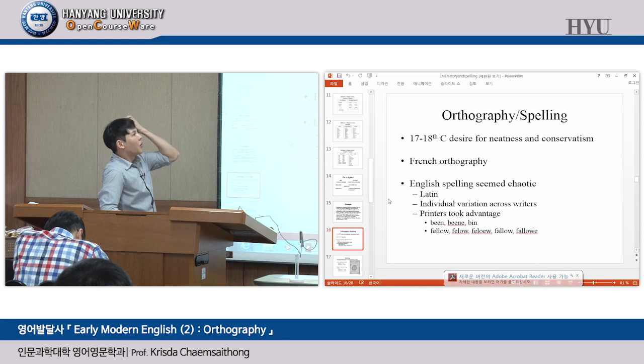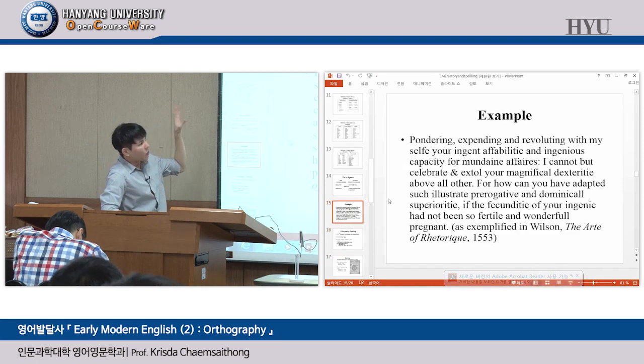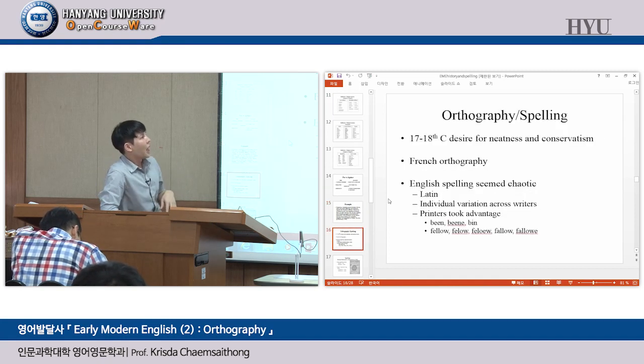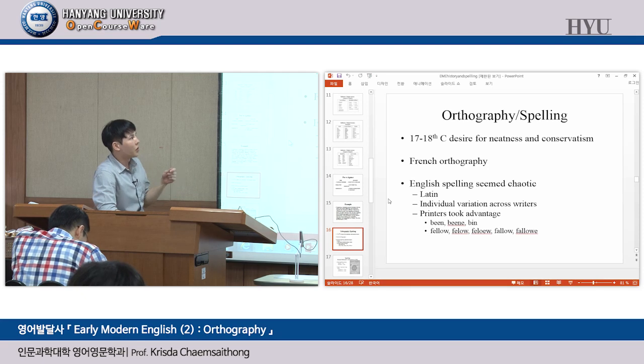Okay, so now we move from words. So you know that in early modern English, the morphology, the way that people form words, is usually by borrowings, rather than prefixing or affixing. Even although prefixing or affixing existed during that time, the major word formation process is borrowing. Now we move to orthography or spelling. Orthography has to do with the way we spell things, the way we write things.